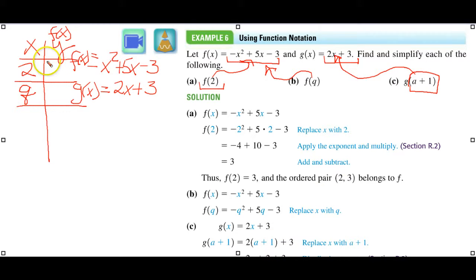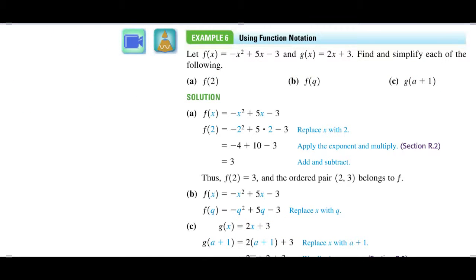And then again, in this case, maybe a t-chart might not be appropriate, but you're going to do them as different examples. So here, this was the easy one. This one came out as 3. And this one will then come out as an expression where you're just substituting the q for the x. And then here you're putting in where the x is, the a plus 1, and then just multiplying through and ending up with an answer that we can't quite see there.